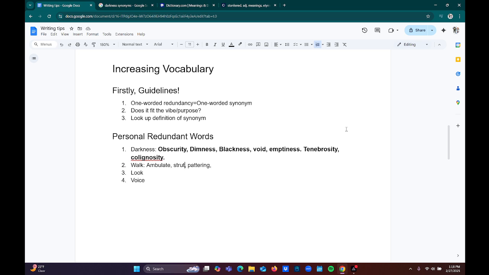Yesterday in the last episode I used strut for one of my examples. Pattering, I usually use that to give a cutesy vibe, like this character is kind of cute. They're just walking, going da da da da on little feet. Bobbling. Again, going with that kind of cute vibe. A more serious one: walk, ambulate.